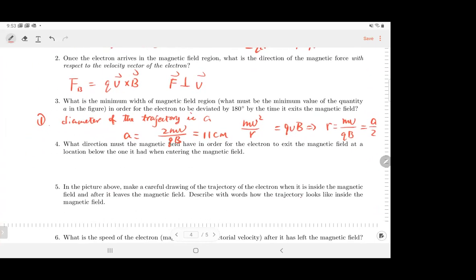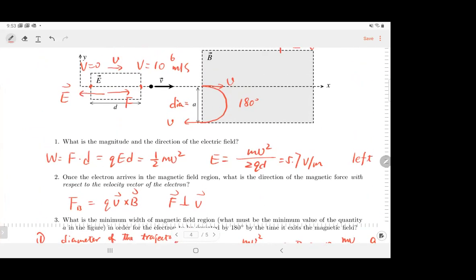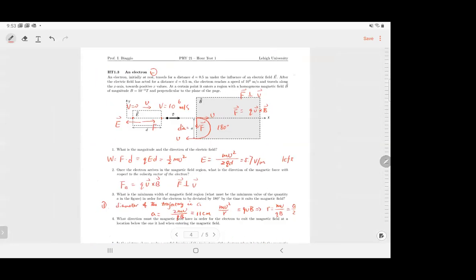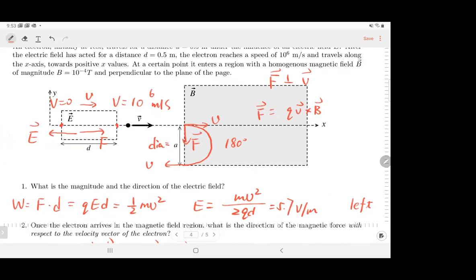Number four, what direction must the magnetic field have in order for the electron to access the magnetic field at the location below the one it had when it entering the magnetic field? Okay, so if the trajectory is a semicircle in the downside of the x-axis, the force goes down, velocity goes to the right. Then we have force equal to the charge, velocity cross magnetic field, and then we have the negative charge. Negative charge means we need a minus sign in front.